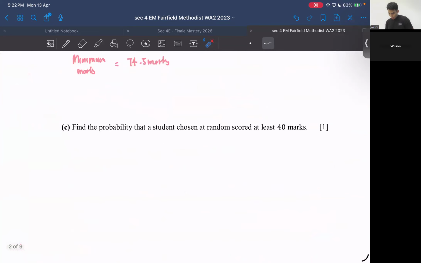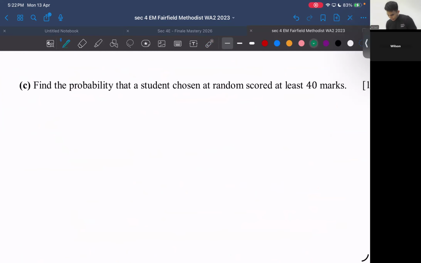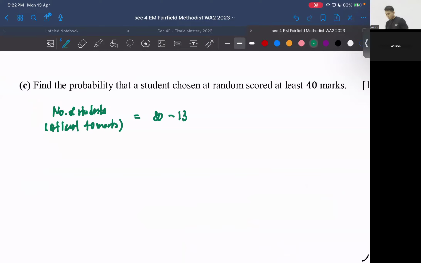Can we go back to this question over here? I want to find the probability of students at least. So my number of students who scored at least 40 marks over here is equal to 80 minus the 13 that we have just found. So this is equal to 67 students. Okay, 67 is enough already. 67 students.